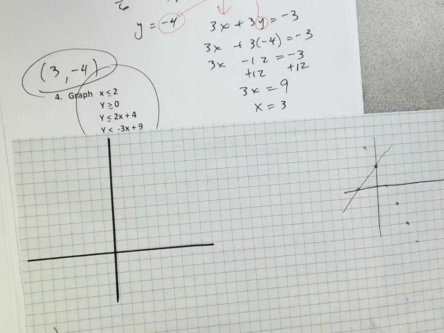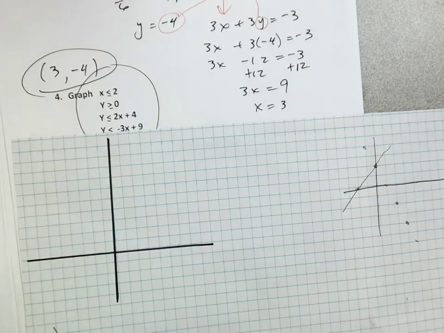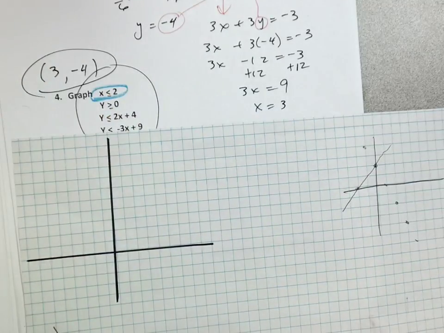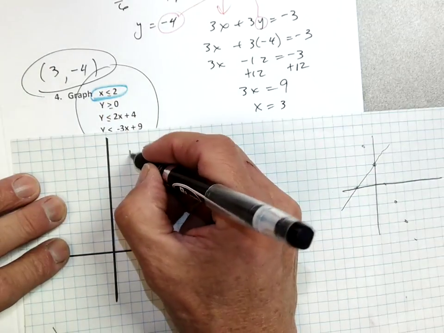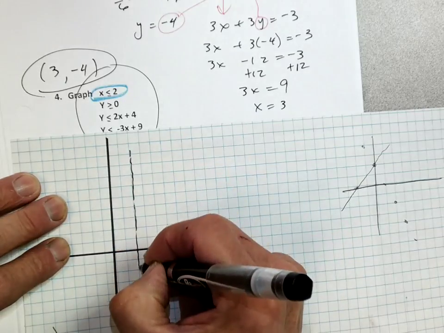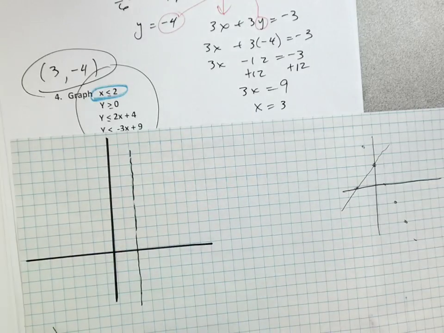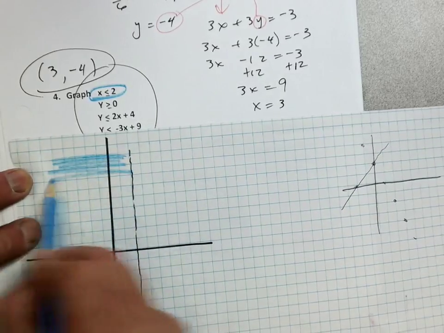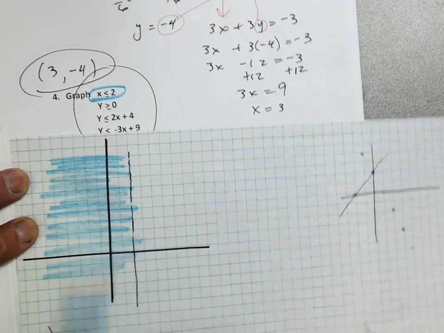Okay? Here we go. First of all, let's do the first one in blue. X is less than or equal to 2. Well, that's an equation right here at 2. If I want less than, I'm going to shade everything to the back of it.